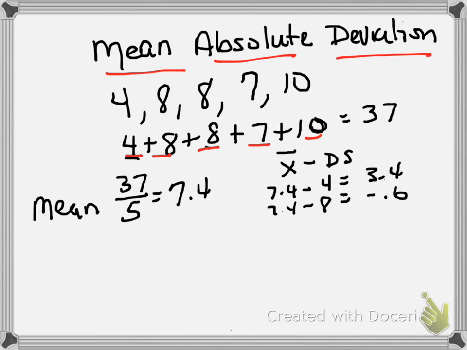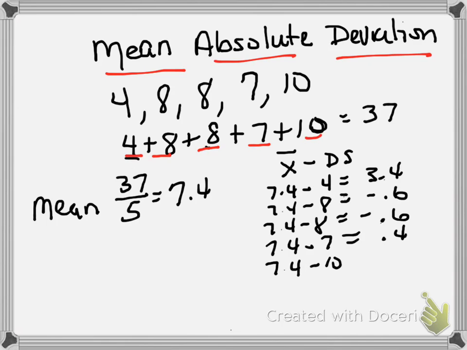And the other one's going to be the same thing. 7.4 minus 8 is negative 0.6. 7.4 minus 7 is going to be 0.4. And then 7.4 minus 10, if I subtract these two, I'm going to get negative 2.6. Now, what we're going to do is make them all positive.